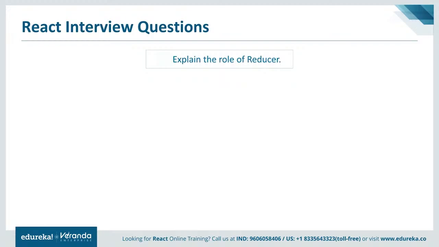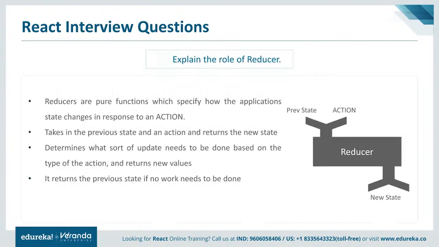The other question which we have is, what is the role of reducers? Reducers are pure functions which specify how the application state changes in response to an action. It takes in the previous state and an action and returns the new state. So what is the work of a reducer? Basically, it takes the previous state, makes the changes, and returns the new state. It determines what sort of update needs to be done based on the type of action and returns the new values. It returns the previous state if no work needs to be done. If there are no changes in the state or no updates, obviously it will return the previous state which it takes as an input, and as an output it returns a new state with the changed parameters.